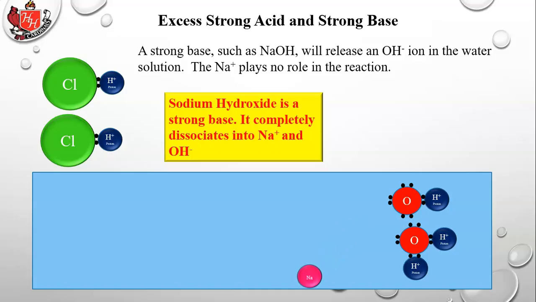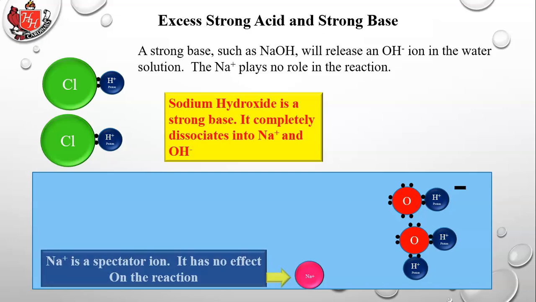So there goes the sodium, and we're just going to set it off to the side. It's a spectator ion. It doesn't play any further role in this reaction. So there it is sitting on the bottom, and we're going to change it into an Na+, okay? It left its electron behind on the hydroxide, and so now you look at the hydroxide up there, it's OH- because it has that extra electron left behind by the sodium. Na is a spectator ion. It has no effect on the reaction.